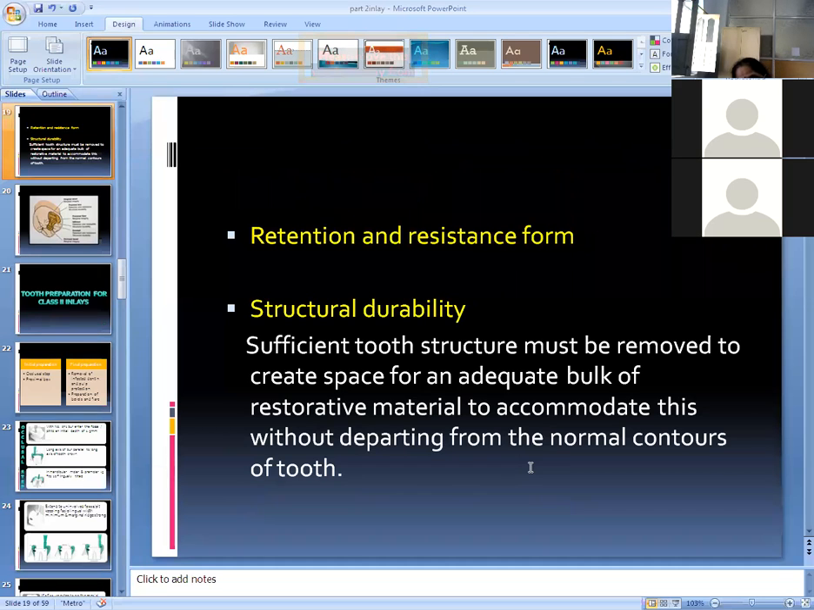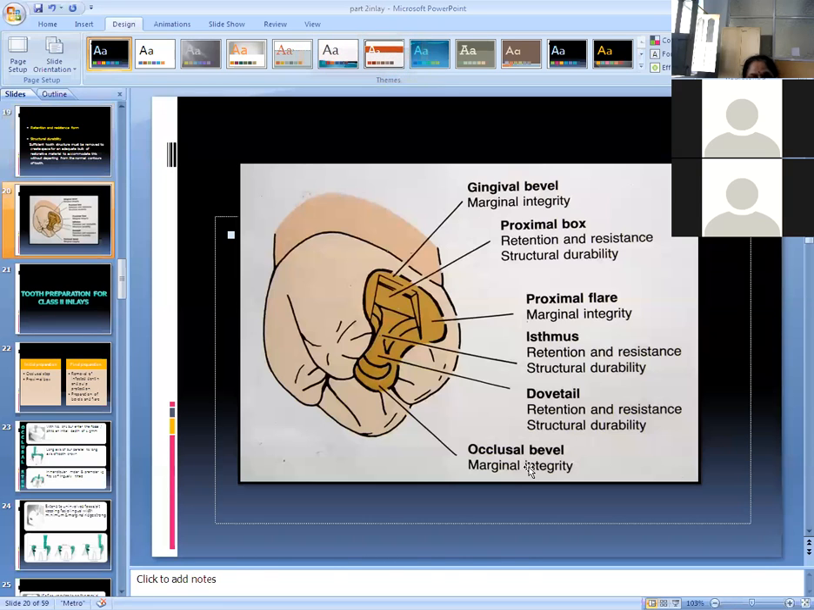So in the retention and resistance form, you know what is the structural durability, whatever the restoration is there, the bulk of the restorative material should be there, so that it will withstand your masticatory forces, as well as it will replace the tooth structure sufficiently. If it is very small, then that will not suffice your purpose. But if it is very big, then the circumferential ties and bevels will accommodate the normal contours of the tooth structure. So what are the factors important for the structural stability?